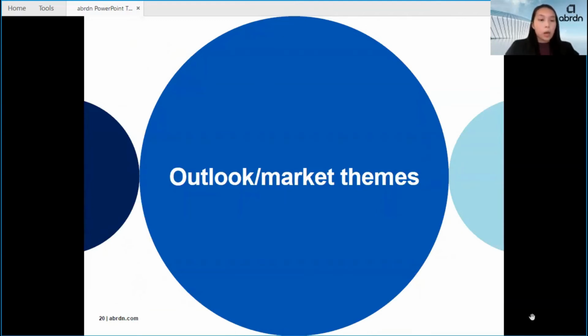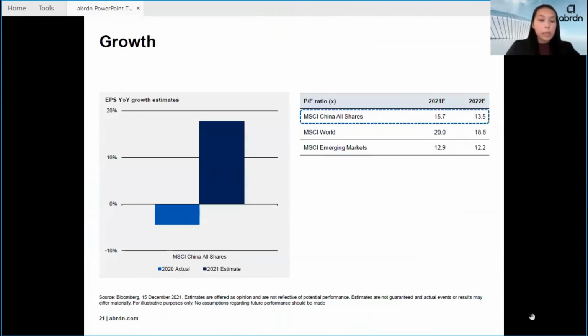Just to conclude, what is our outlook? What are some of the market themes that we're seeing at the moment? Firstly, on slide 21, when we talk about the China market, although there has been a lot of noise and last year was very volatile with news of regulation coming out, you can see that 2021 going forward growth estimates are still quite robust. Although there has been some downward revision in the last quarter or so, growth expectations are still in the teens. And for our portfolio, it would be higher than what the benchmark is showing.